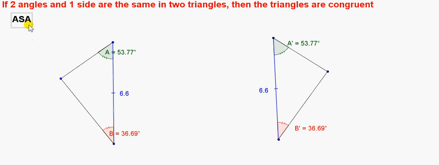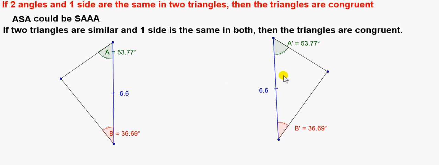Now, the abbreviation that's often used for this condition is ASA, which stands for angle, side, angle. So we have an angle, side, and an angle, the same in both triangles. But of course, we could replace this abbreviation with side, angle, angle, or angle, angle, angle, side. So the three A's refer to all three angles. So we just need to have that the two triangles are similar. Similar means the angles are the same and one side is the same.